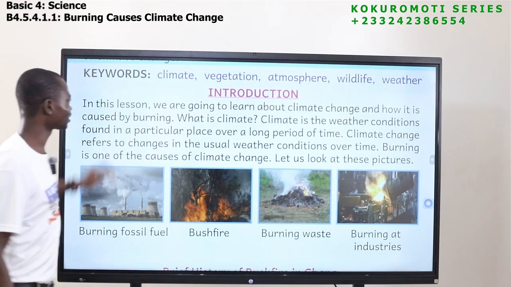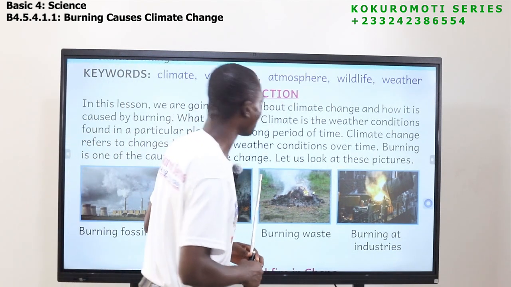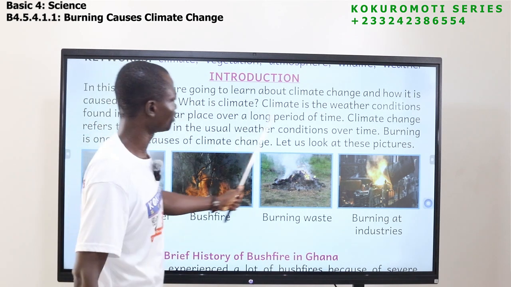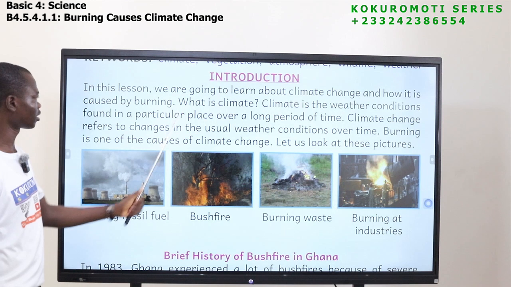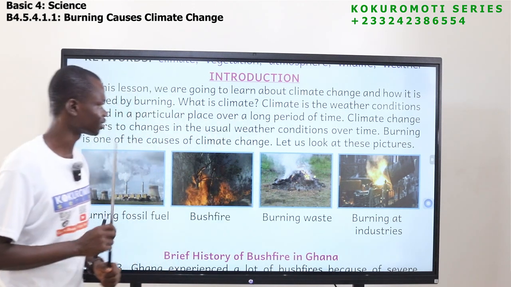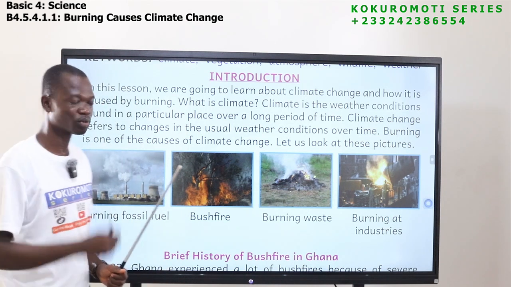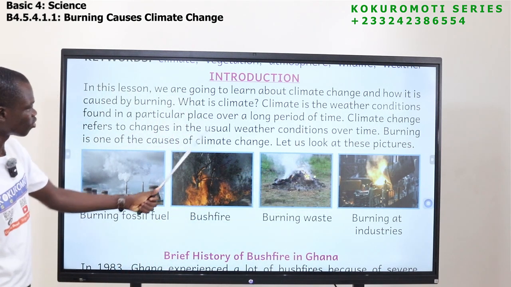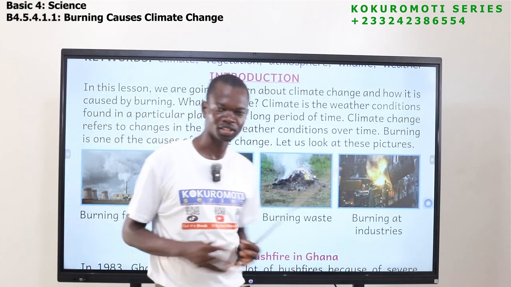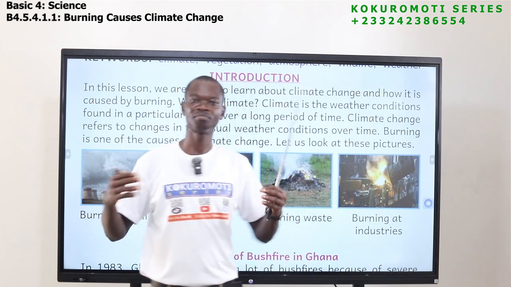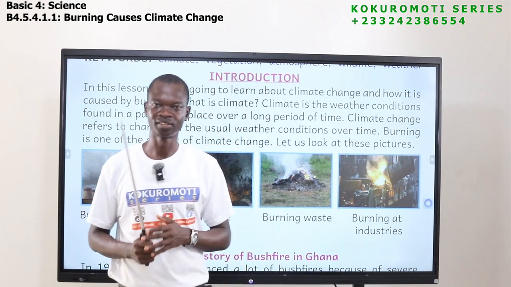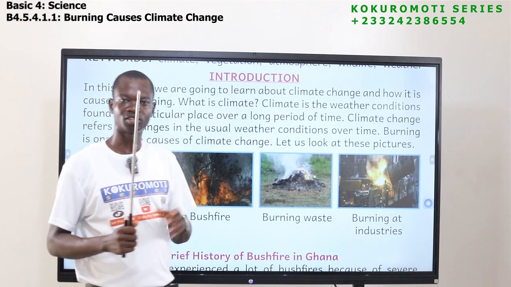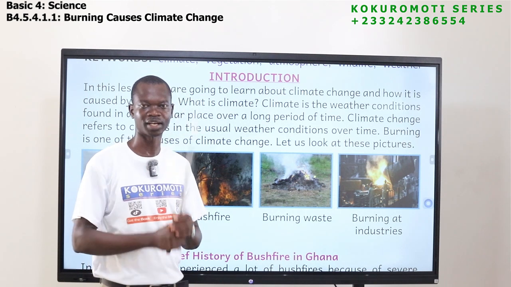Let's move on. In this lesson, we are going to learn about climate change and how it is caused by burning. So what is climate? Let's read. Climate is the weather conditions found in a particular place over a long period of time. Listen, let me take it again. The weather condition that you see in a particular place continuously for a long period of time, not a short period. That is what we mean by climate.